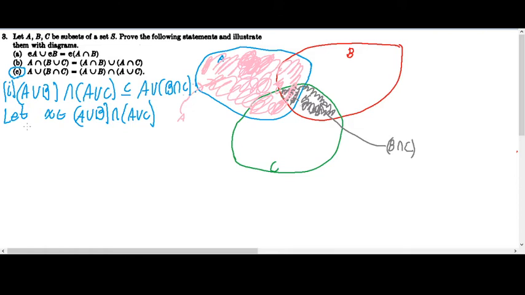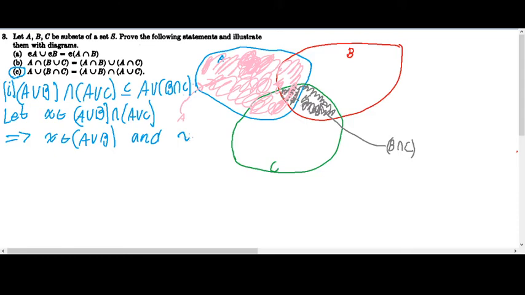But I drew this little picture here to kind of motivate us in our proof. So let X be in A union B intersect A union C. That implies that X is in A union B, and X is in A union C.